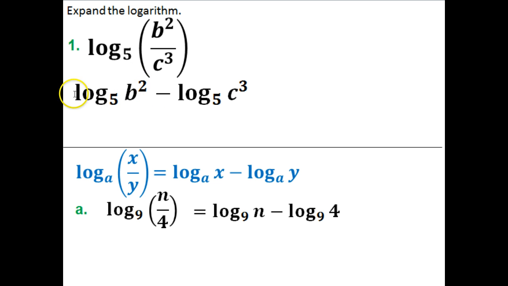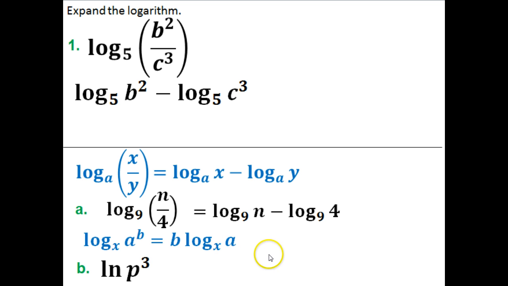And this is still somewhat condensed. It can be expanded a little bit further, so we're going to do that now. Here's the rule that applies to that one. It says that if it's log base x of a to the b, this b we can take and move all the way out in front. Okay, and it will become b times log base x of a. So let's look at an example there.